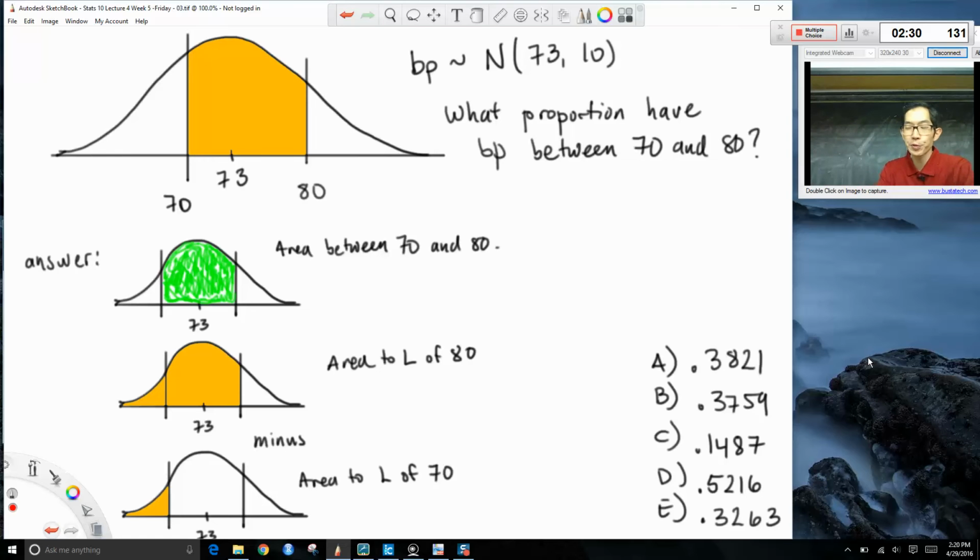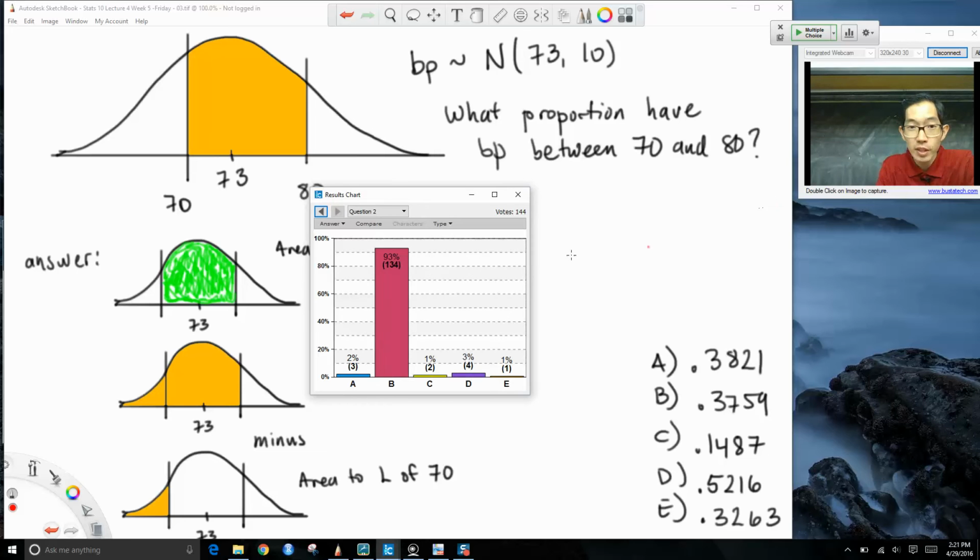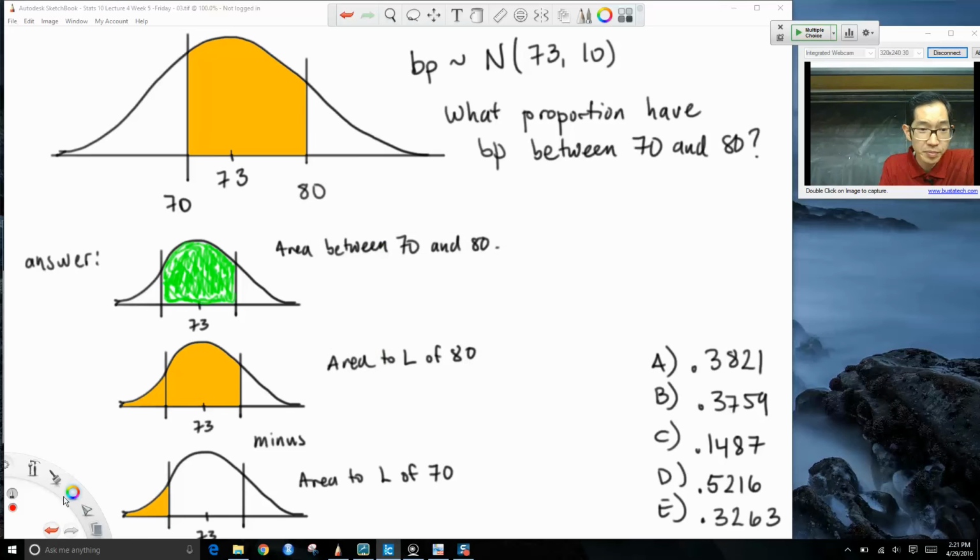All right, just a few more seconds, so get your clicks in. I'm gonna hit stop here. Okay. All right, let's see how we did. That looks pretty good. That is our correct answer. Okay, and so again, to solve this, we're gonna find the area to the left of 80. So we do 80 minus 73 divided by 10, we get 0.7. This is the problem that we had on the previous page. And so we find the area to the left.